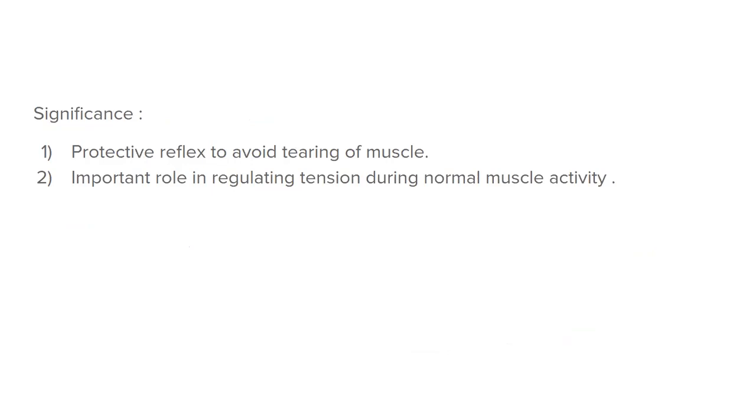The whole point of this is it's a protective reflex to avoid tearing of the muscle, and it regulates the tension during muscle activity. If the tension exceeds a point, it is going to inhibit itself, causing autogenic inhibition. That's it. Thank you.